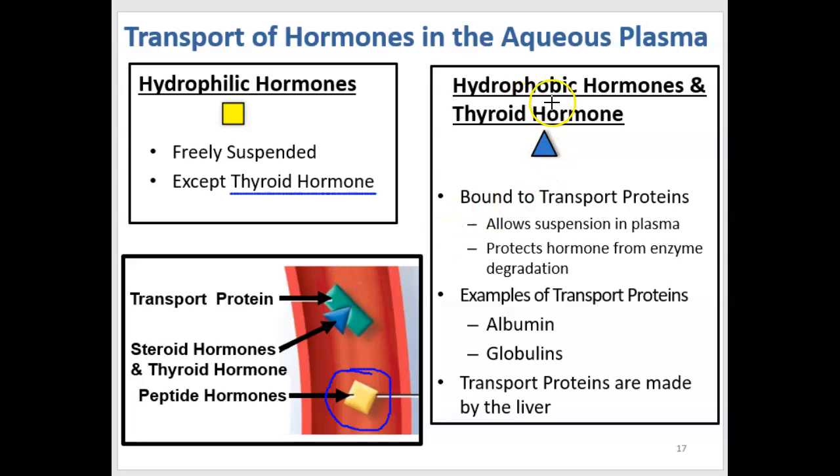Okay. So hydrophobic hormones are those that do need transport proteins, like thyroid hormone does. It allows them to be completely suspended in the plasma, and it protects the hormone from being degraded. Some examples of proteins that help these hormones be transported in the blood are plasma albumin and plasma globulins. These are made by the liver. So peptide hormones can be freely suspended on their own, but steroid hormones and thyroid hormone need a transport protein.